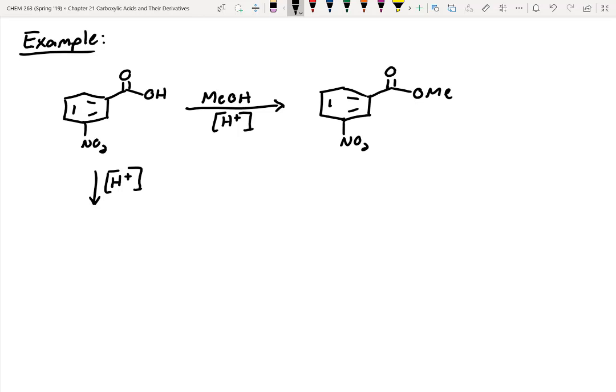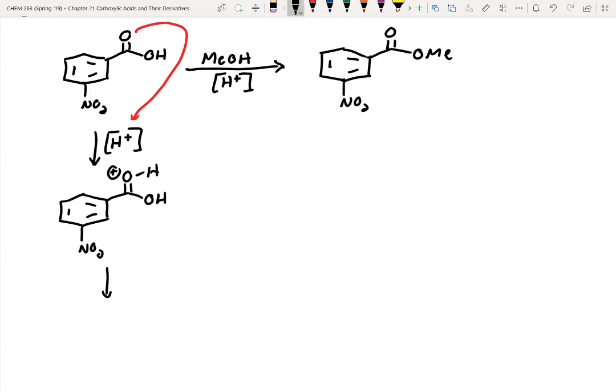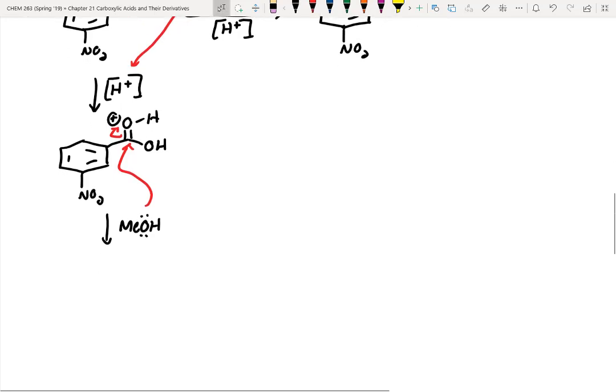So first step, what should we show? Protonation of the carbonyl oxygen, right? All of this should look pretty familiar, where we're going to protonate that carbonyl oxygen. Now that we've done that, we've got methanol floating around. Methanol, in this case, is our only available nucleophile, right? We don't really have any other nucleophiles that can do anything. Just like we saw before, this is a neutral nucleophile, so this is going to kick in. All right, so we're getting there.